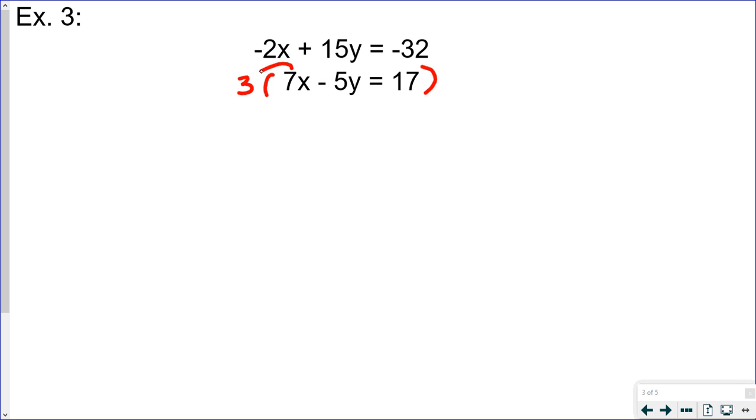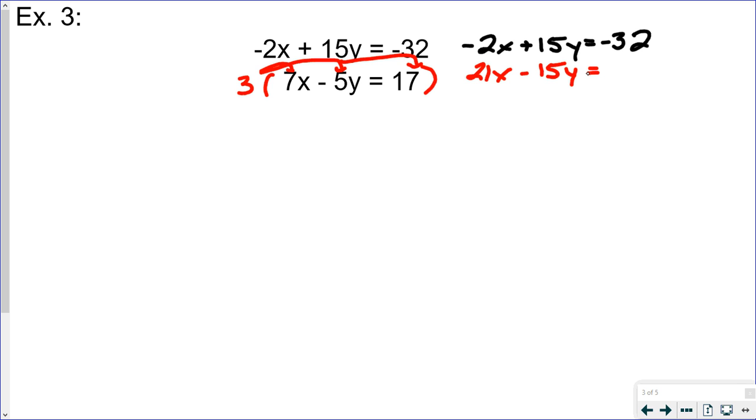So that's what I'm going to do. So I'm going to multiply these by 3. I've got to multiply both sides by 3. So let me rewrite this over here. So I have negative 2x plus 15y equals negative 32. And here I have 21x minus 15y equals 51. Now I can add these together and cancel out the y's. So those will cancel out.